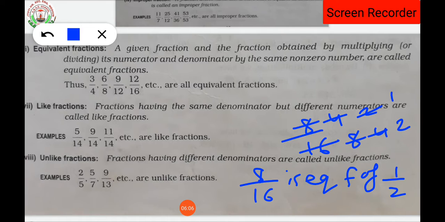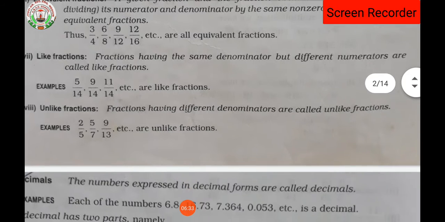In the same way, there are like fractions. Like fractions are those whose denominators are always equal. Always remember that in like fractions the denominators are equal, and in unlike fractions the denominators are different. In some questions the denominators are different, and at that point we are going to take the LCM, isn't it? So that kind of thing is there.